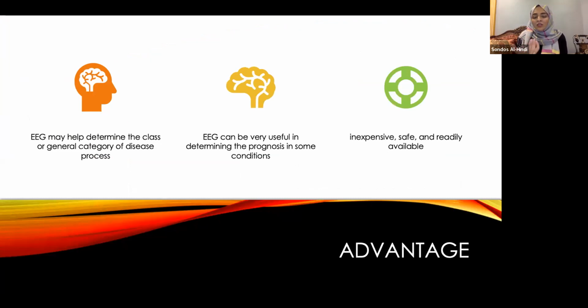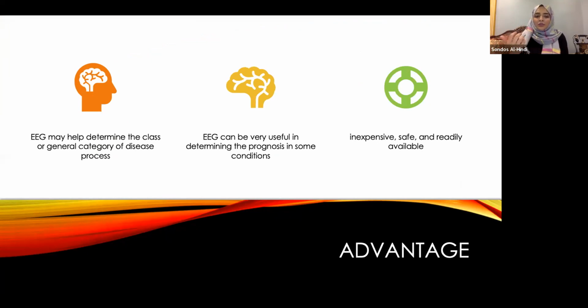So the advantages of doing an EEG overall: it may help determine the class or the general category of a disease process. So you could say the patient is in a form of coma, and you have different types of coma. You could say the patient is in a spindle coma, alpha coma. You could say the patient just shows non-specific slowing, a form of encephalopathy. So it can help you with that. You could say the patient has periodic discharges, a category of a disease.